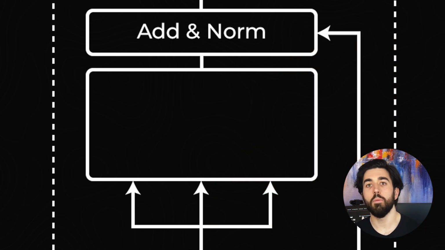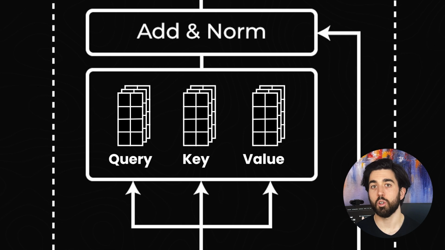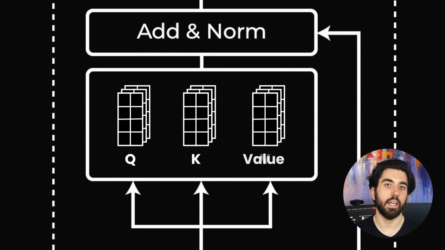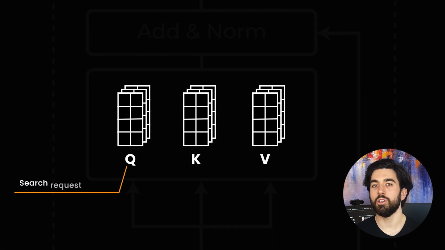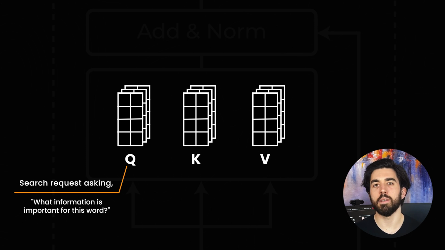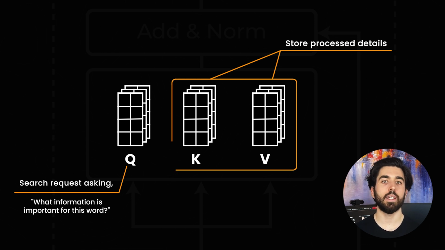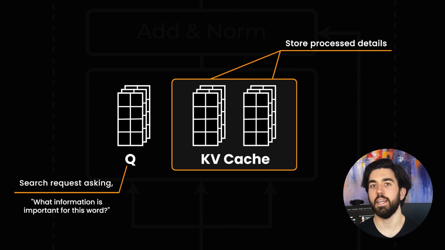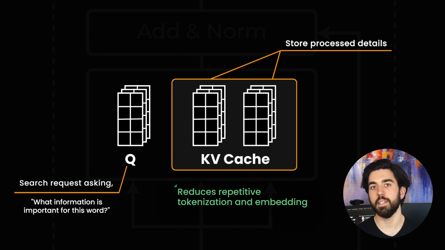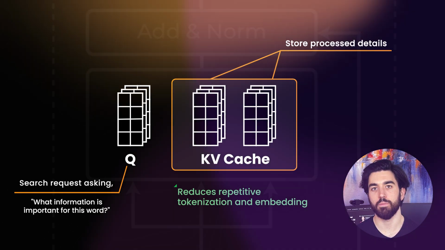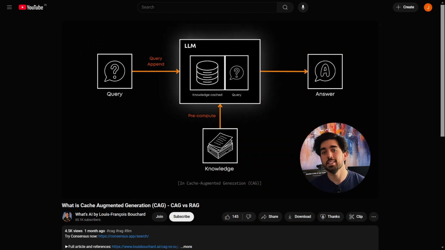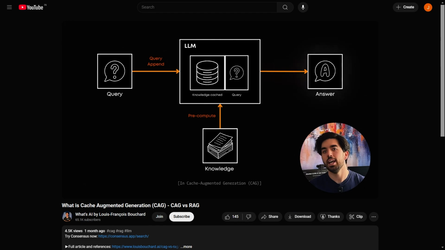To implement this, the model generates three sets of vectors: query, key, and value, Q, K, and V. Think of the query as a search request asking what information is important for the word, while the keys and values capture the details of everything the model has already processed. Instead of recalculating these vectors for every token, the model stores them in the KV cache, which saves on repetitive tokenization and embedding work that we have to do each time we send new text to the model. By the way, I have a whole video on CAG, or Cache-Augmented Generation, if you are interested.